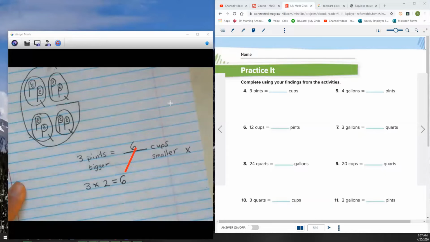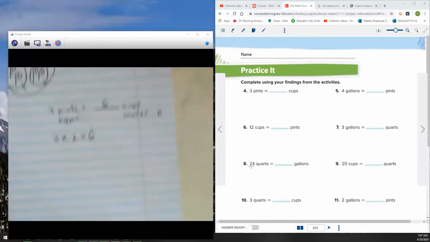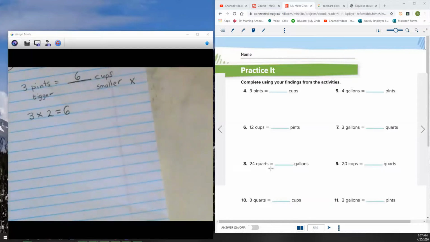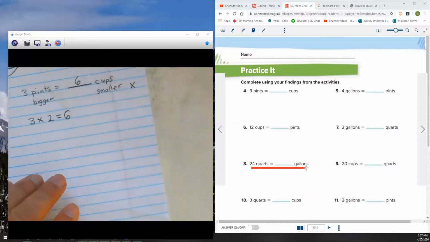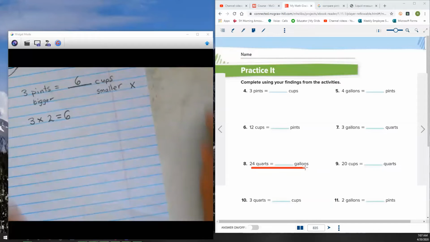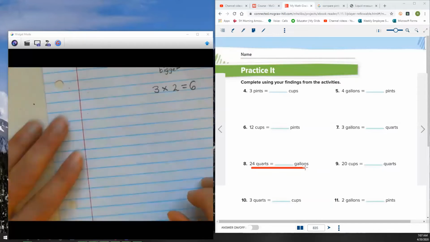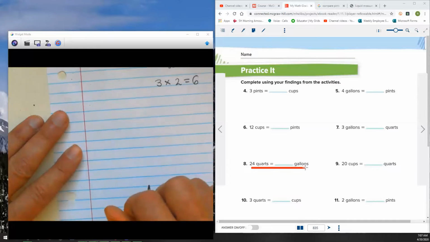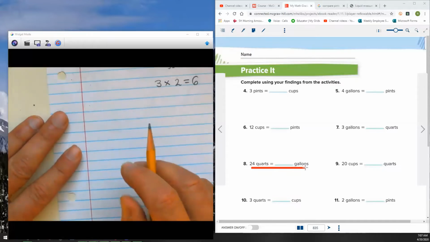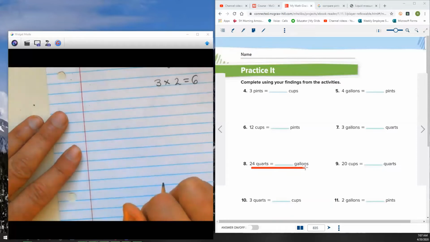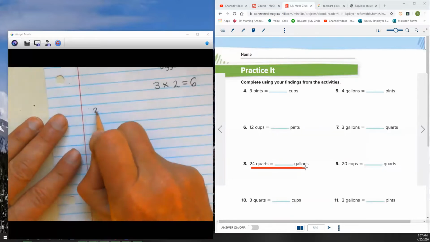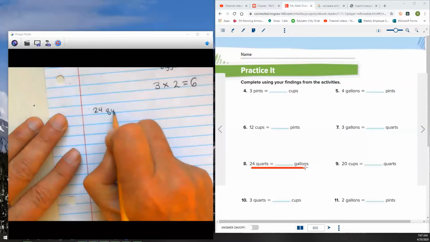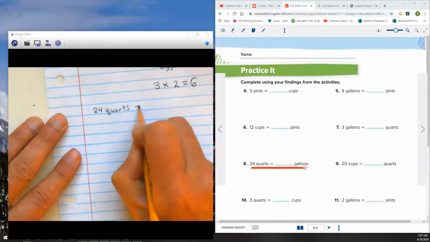Let's go and try another one here to take a look at what we're doing. Let's go down here to number 8. On this one, we're going to be looking at 24 quarts equals blank gallons. I think it's 6, but I kind of did it ahead of time there, so let's go through the thought process. Okay, so we take 24 quarts, and I'm going to see how many gallons that is.